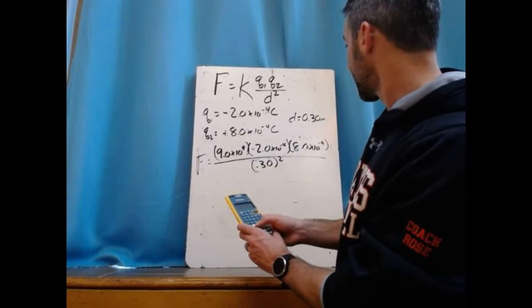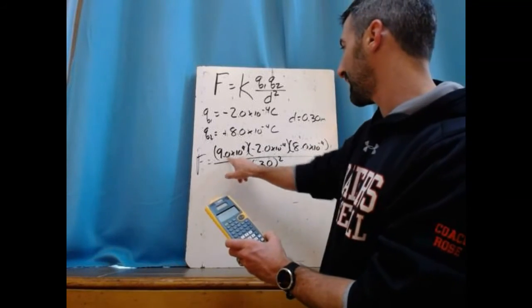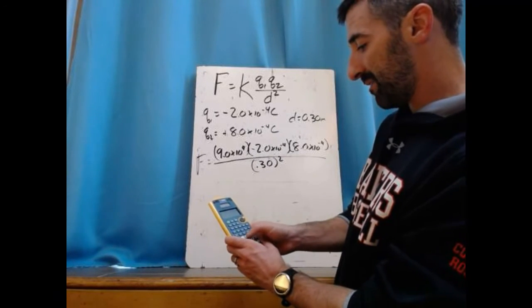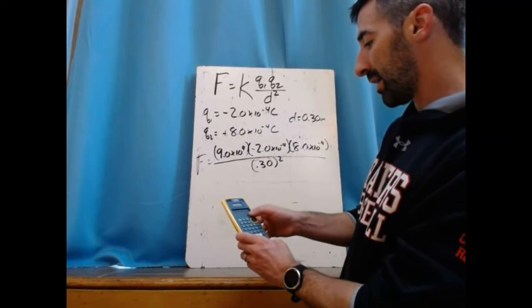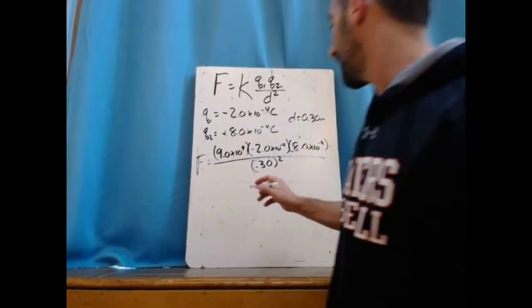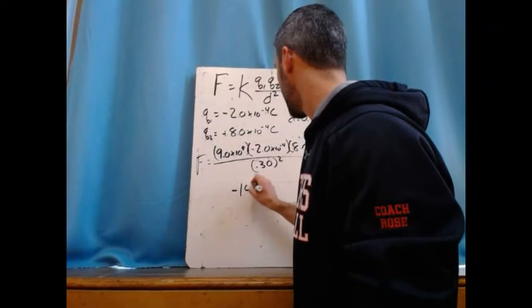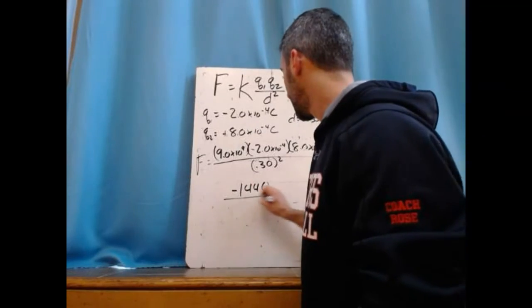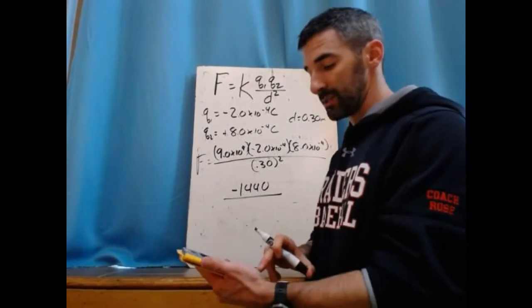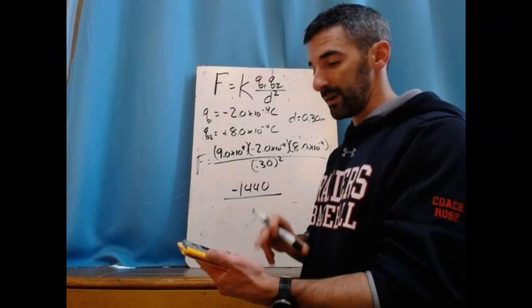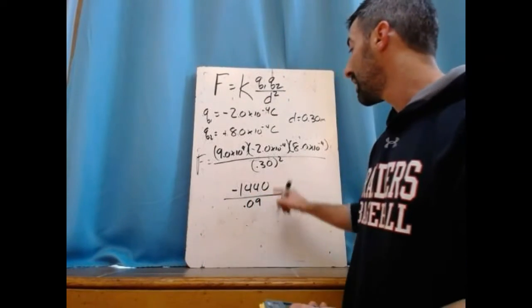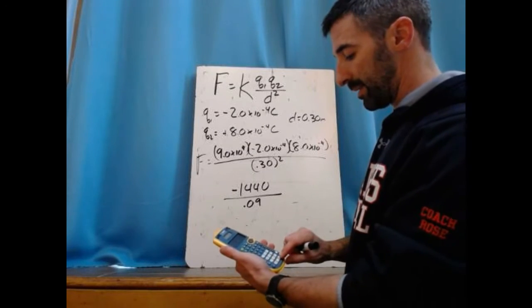Then parentheses, 8.0. And again, we don't need the point zeros. I'm just using them. Times 10 to the negative fourth. And now my numerator, I get negative 1440. So everything on the top came out to be negative 1440 divided by, I'm going to do the bottom squared, 0.30 squared. 0.3 squared is 0.09. And now I'm going to just do the numerator divided by the denominator.